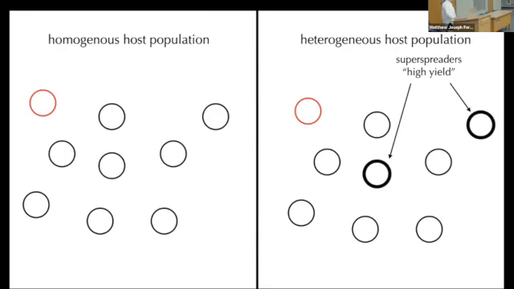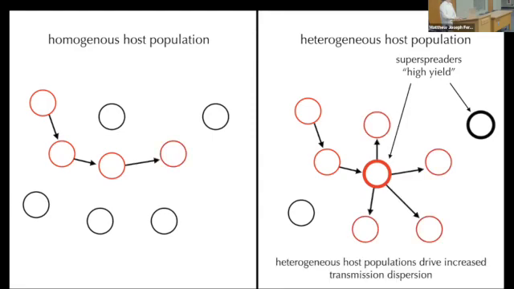So how this works is that in this heterogeneous host population, the circles are hosts. The circles with the thicker outline are higher yield from the perspective of the parasite, in that they will drive more infections than the thinner circles. As a disease spreads through this population, if it eventually gets to a higher yield host, it can really take off. In this way, heterogeneous host populations can drive increased transmission dispersion.